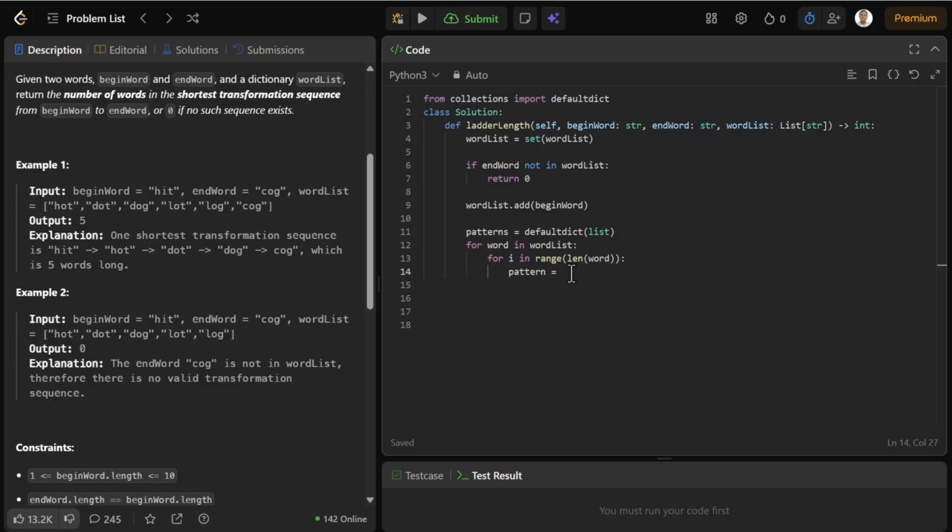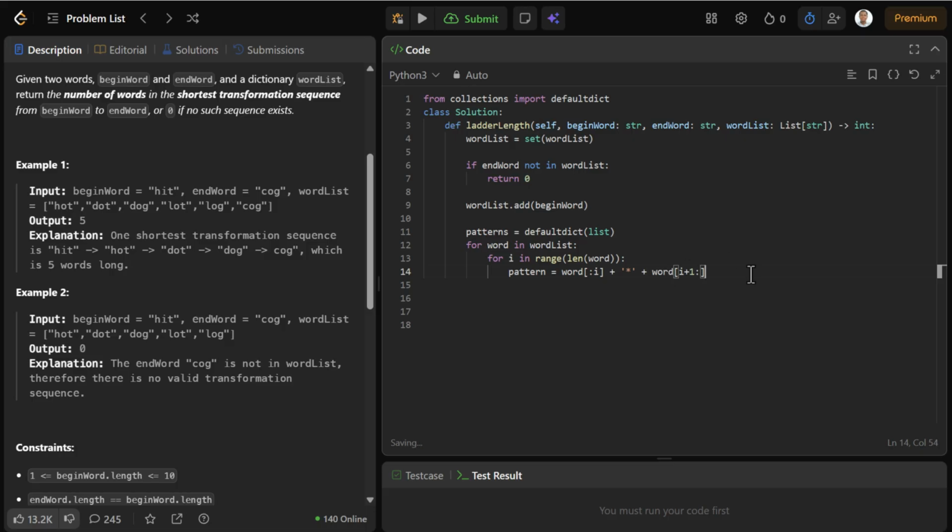Now, for example, I'm going to take that word and slice it up to i. This is going to be all the elements before i, up to i minus 1. Then I'm going to concatenate it with a star. That's my key. Then plus word, sliced from i plus 1 all the way to the end.